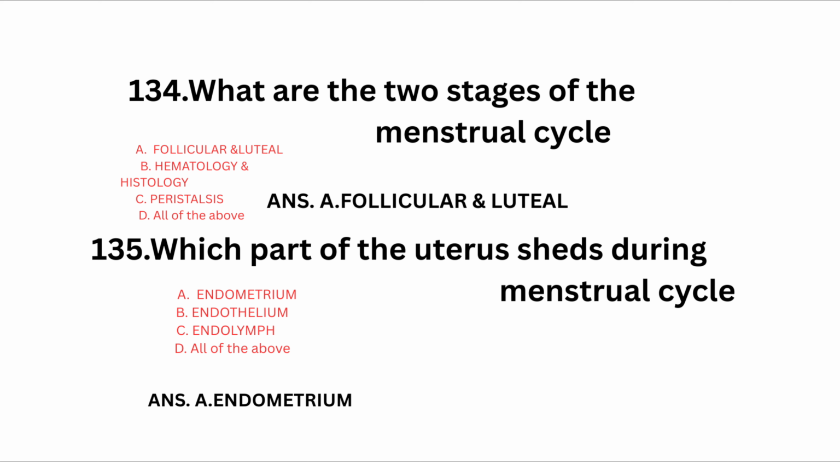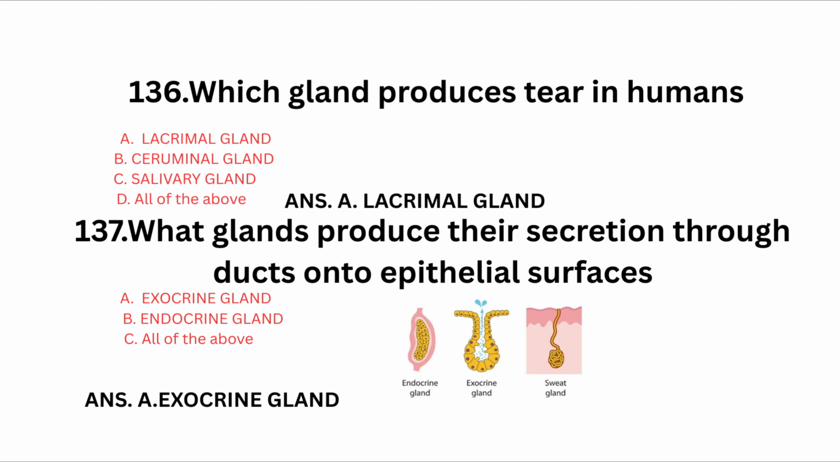135, which part of the uterus sheds during menstrual cycle? A, endometrium. B, endothelium. C, endolymph. D, all of the above. Answer to this is A, endometrium that sheds during menstrual cycle.